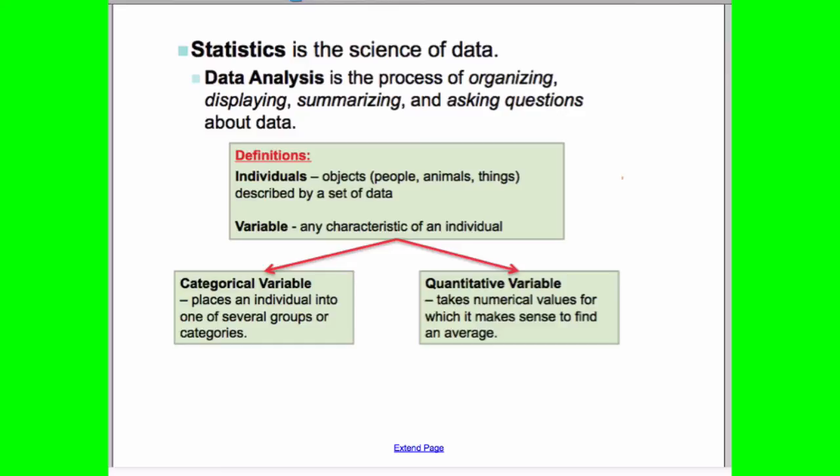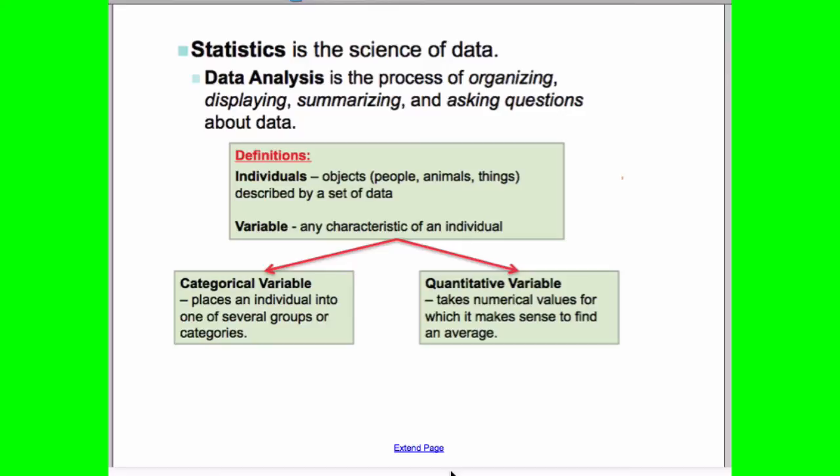Then there's data analysis. It's the process of organizing, displaying, summarizing, and asking questions about the data. Some definitions we need to talk about, and that is individuals. Individuals are objects or people, animals, and things described by a set of data. The variable is any characteristic of an individual.